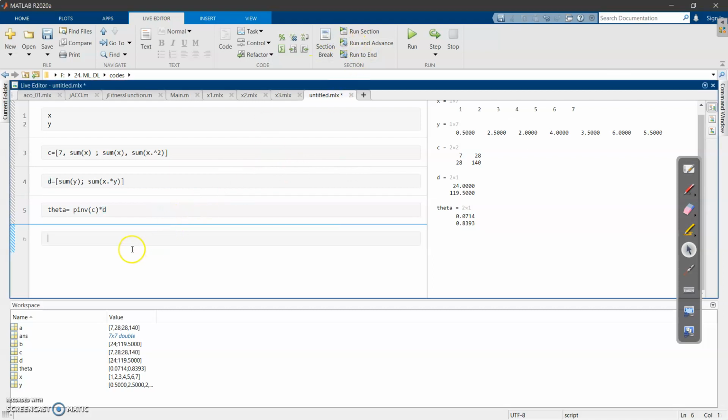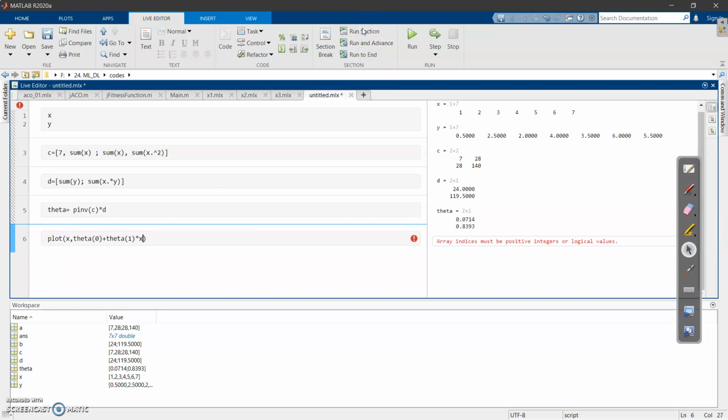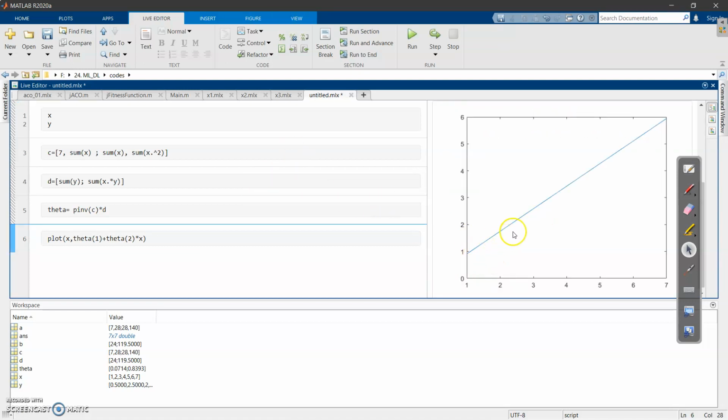What I want to plot, let's say, plot x comma, previously we were plotting theta 0 plus theta 1 multiplied by x, right? So this is our original plot. In MATLAB, the problem is that the index starts with 1, not 0. So if we try to plot it here now, okay, this is the line that we were actually trying to draw last time.